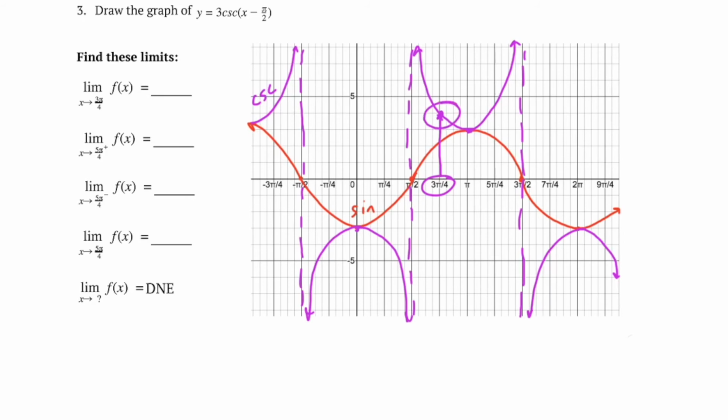But I didn't do a great job of graphing this part of the graph, like I didn't plot a point, so I'm not exactly sure what the y value is, so it'd be a good idea to plug 3 pi over 4 into the function. And that'll tell me what the output of the y value is.